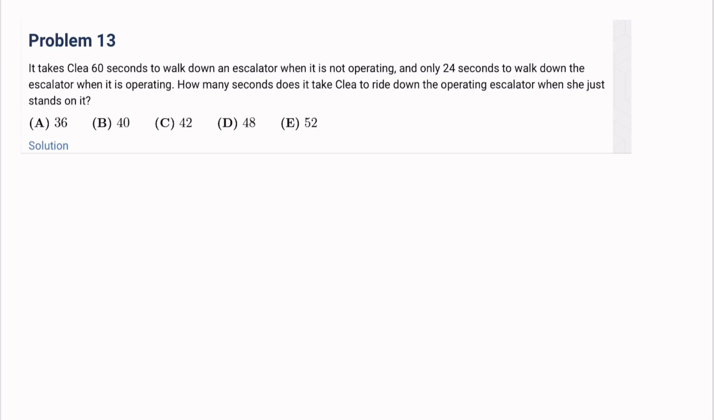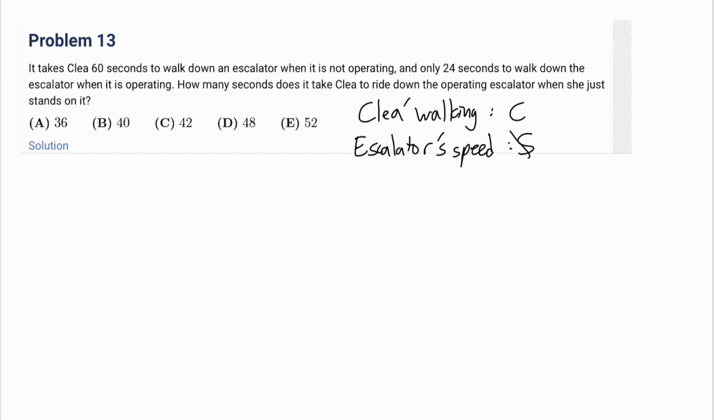Number 13, it takes Clee 60 seconds to walk down an escalator when it is not operating and only 24 seconds to walk down the escalator when it is operating. How many seconds does it take Clee to ride down the operating escalator when he just stands on it? Okay, so let's say that Clee's walking speed is C, and the escalator's speed is S, right? And so it takes Clee 60 seconds when it's not operating, so no S and only C, right? So C, let's say the unit is like meters per second.